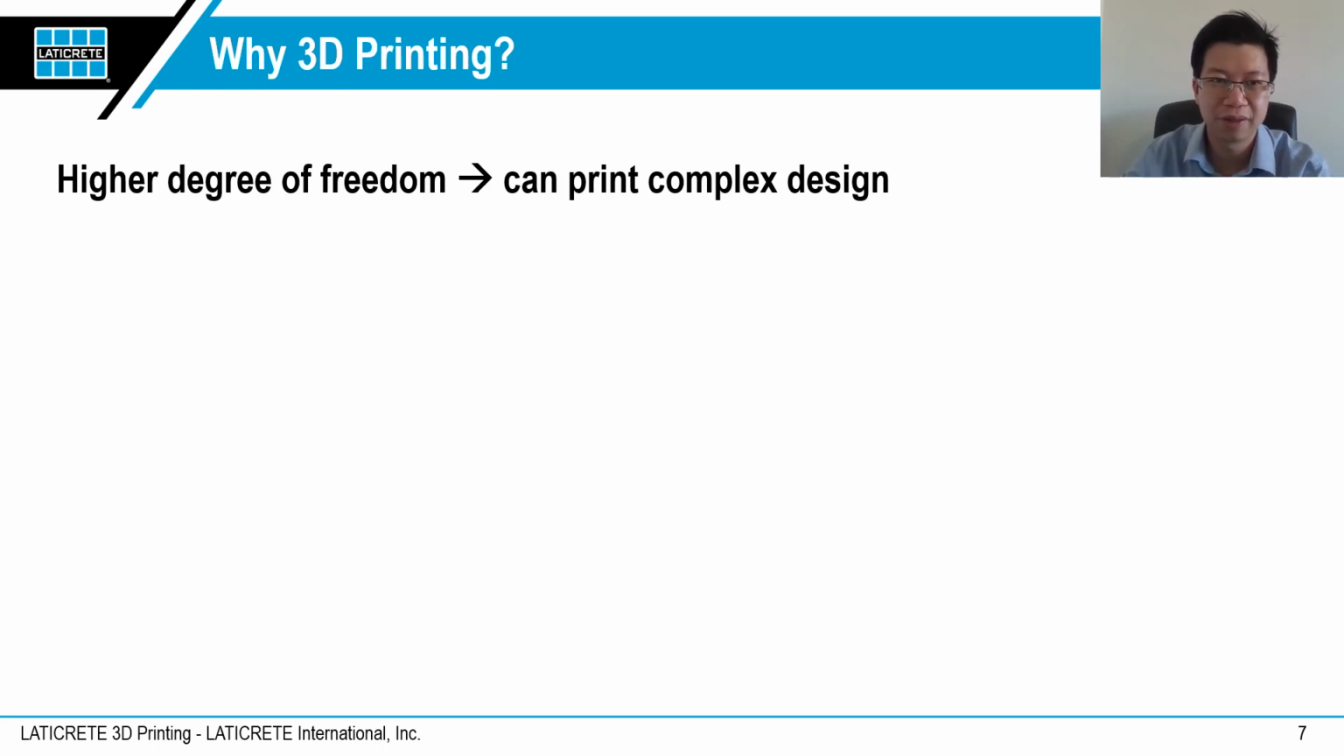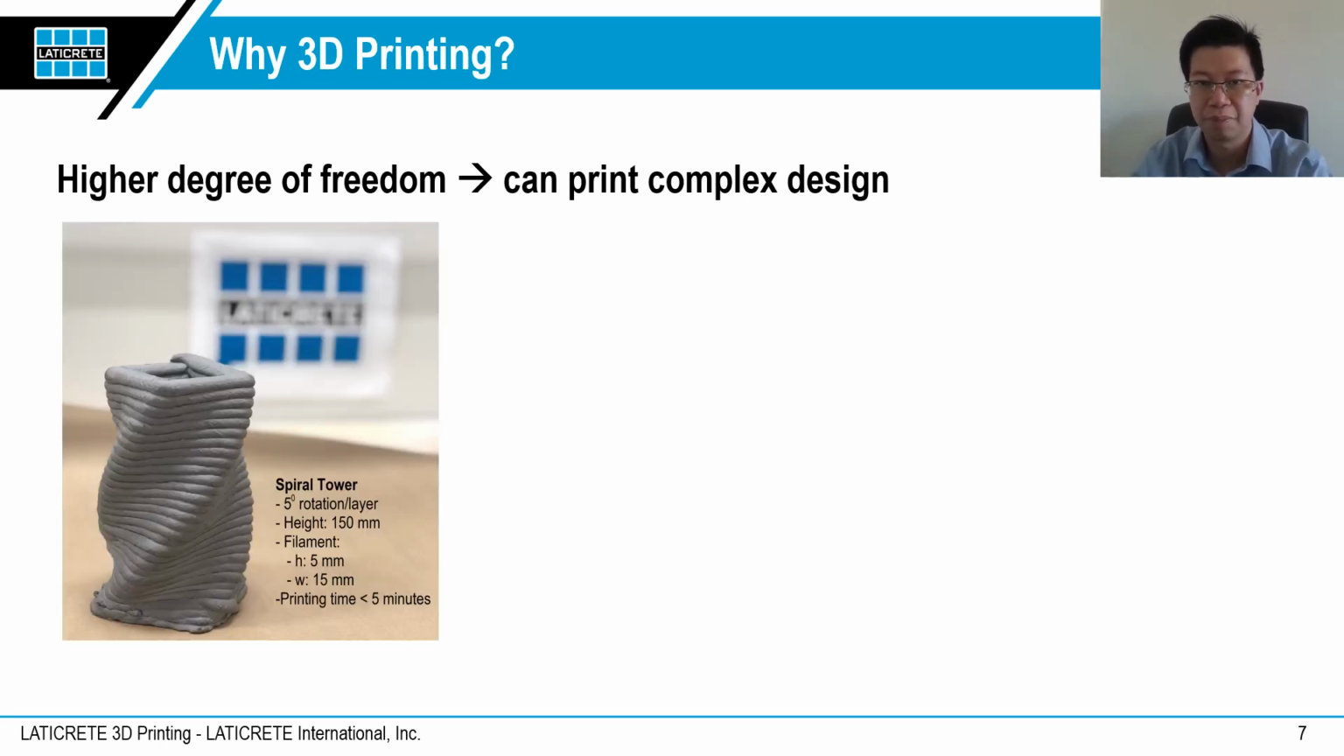Furthermore, 3D printing has a generally higher degree of freedom as compared to the conventional construction method. As a result, we can print complex designs. For example, here is a spiral tower with 5 degrees of rotation per layer, which was printed within less than 5 minutes. Compare with the traditional method, in which creating such a spiraling tower may need a special formwork.